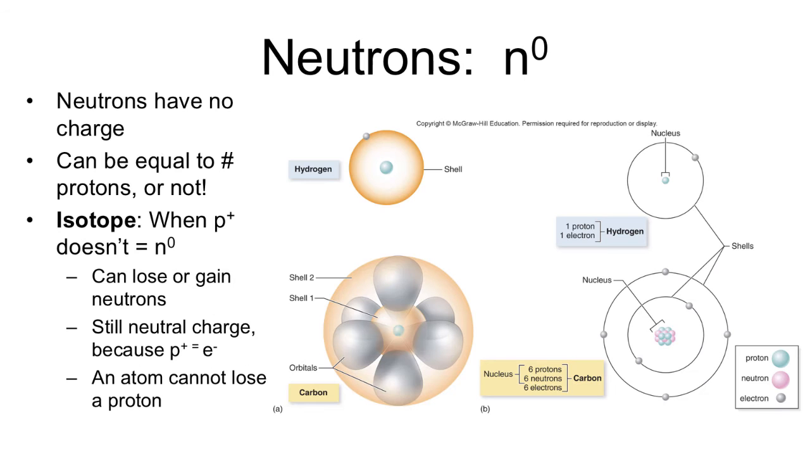We've talked about electrons and protons, but we haven't really talked about neutrons yet. Remember, neutrons have no charge, and they're in the nucleus. This number can be equal to the number of protons or not. When the number of protons doesn't equal the number of neutrons, we call this an isotope. An isotope still has a neutral charge because the protons and electrons still balance out, but it's a little bit heavier or lighter depending on whether it's lost or gained a neutron.